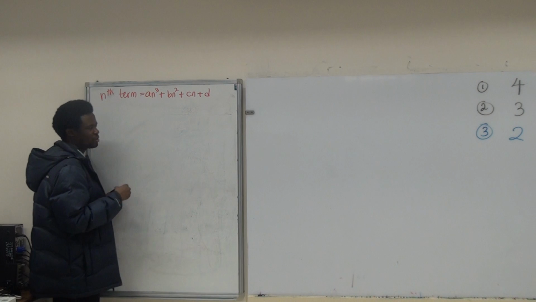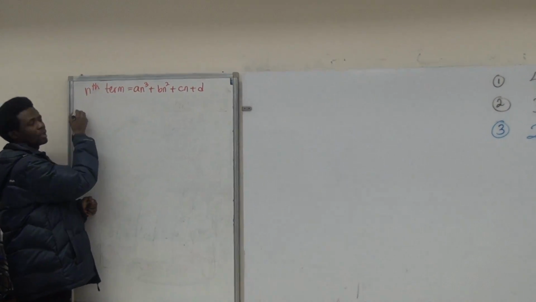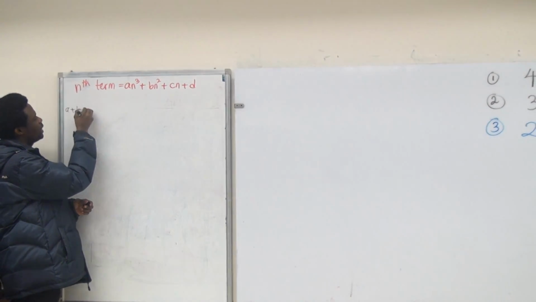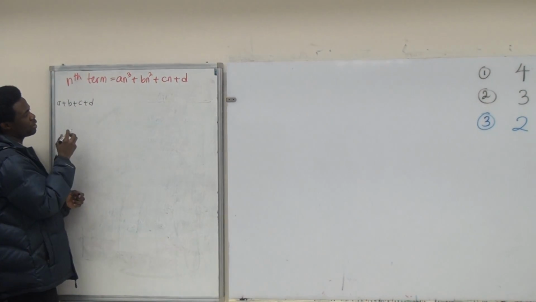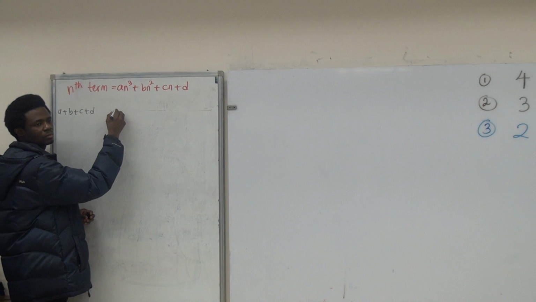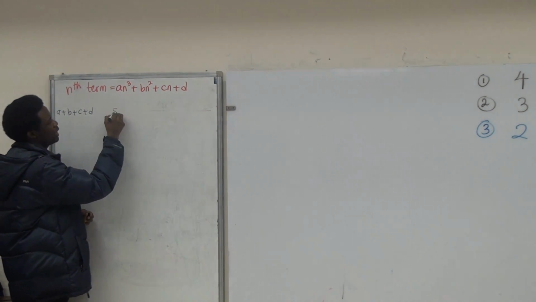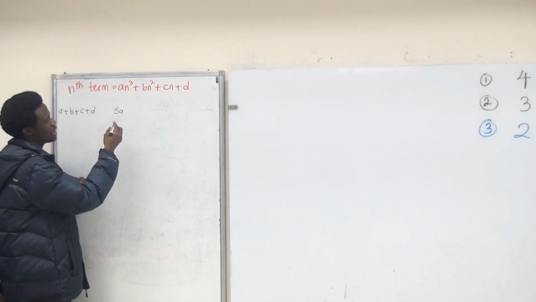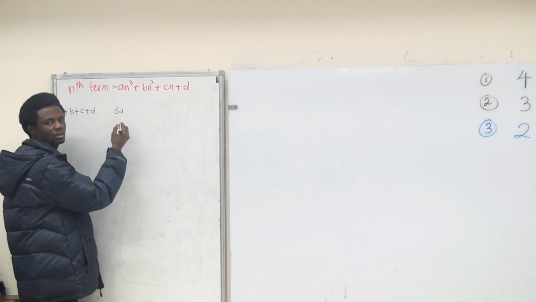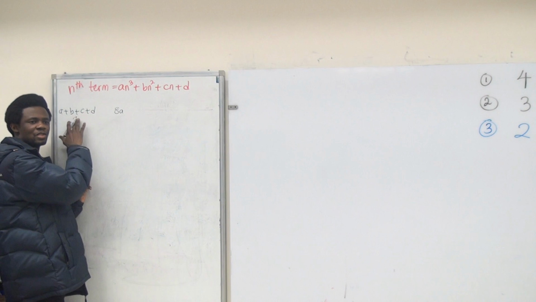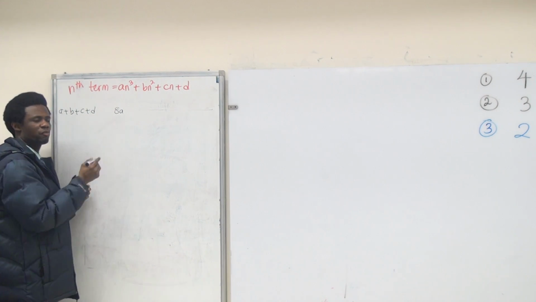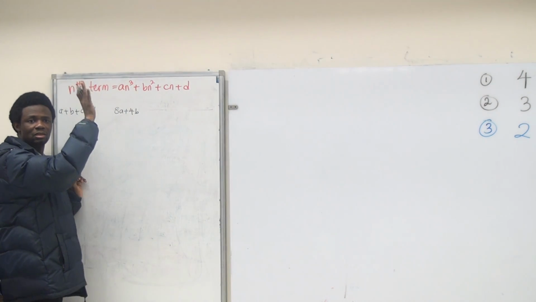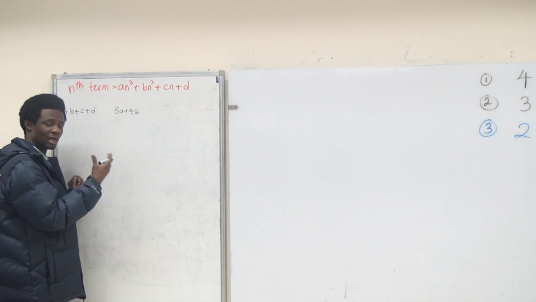All right, so what's the first term? A plus B plus C plus D. What's the second term? 8A plus 4B plus 2C plus D. If you have done it, please don't say anything. I need others to have the chance. Who doesn't know how we got this? If you don't know how we got all this, please raise your hand. Everybody knows, so please, can you say something?